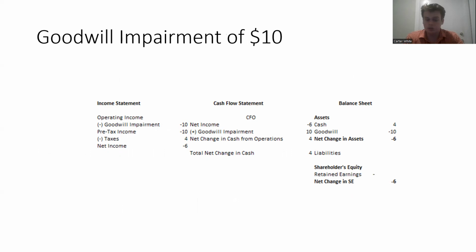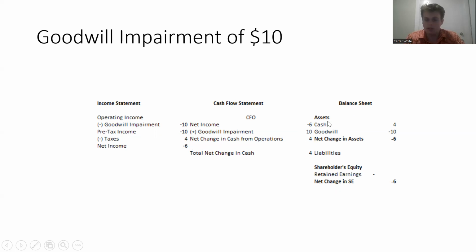So similar to an asset write-off, this is completely non-cash and not related to my core operation. So it will make my net income go down by $6, but I need to add back this goodwill impairment because one, it's non-cash and it's also not related to my core operations. So my net change in cash from operations will be $4.